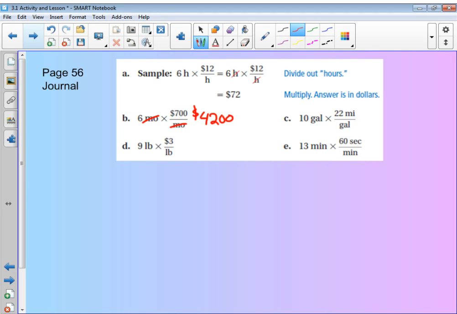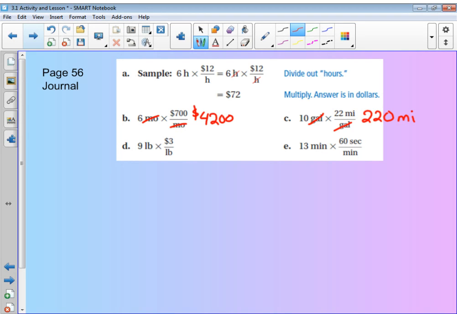Letter C, I've got 10 gallons times 22 miles per gallon. So maybe this is your car. Maybe your car gets 22 miles per gallon and you just put 10 gallons of gas in your car and you want to see how far you could go off of that 10 gallons. So we're going to cross cancel our gallons. 10 times 22 would give us 2,200, or not 2,200, 220. Miles would be our label.